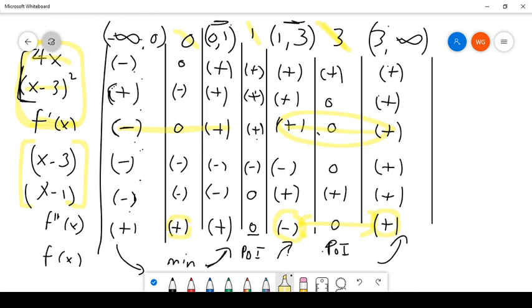Okay, in the next video, we'll take all this information that we've gained from the chart and we'll put it into a graph.